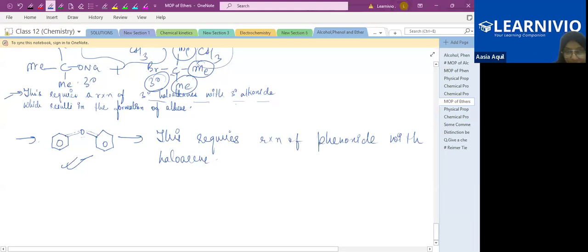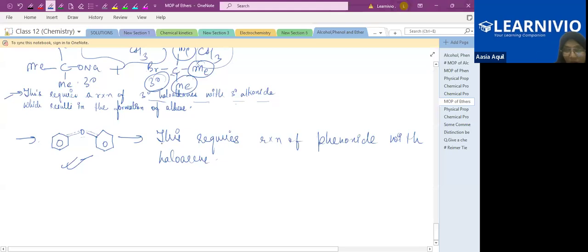Because you can see there is a partial double bond character. Both the benzene rings are involved in resonance with this oxygen, and due to that, it is very difficult to break either bond. Any of the bonds will not break, and the Williamson ether synthesis reaction will not take place. So you can't prepare this product using the Williamson ether synthesis.